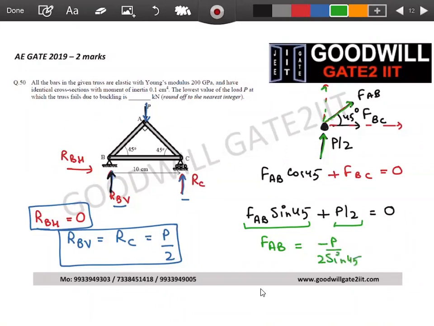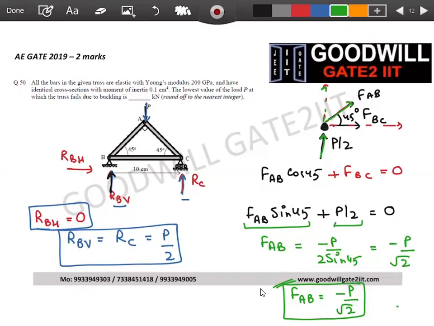You know what sine 45 is? This is 1 by root 2. Once you substitute this, you'll get this as minus P divided by root 2. I hope everyone follows this. Minus P divided by root 2. So I got force in AB. If you really like, you can calculate it in BC also, if it is needed.